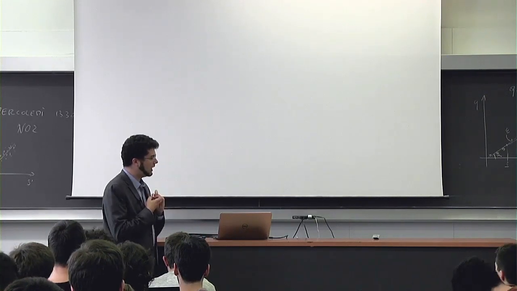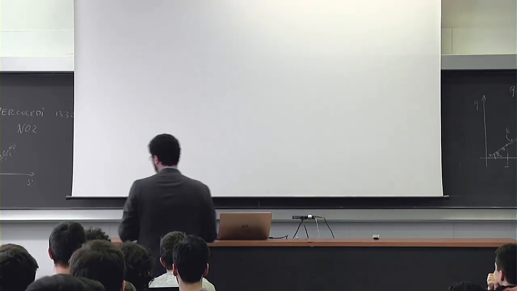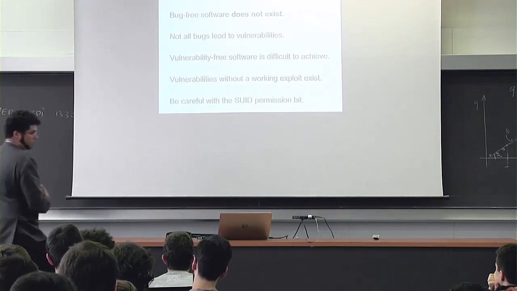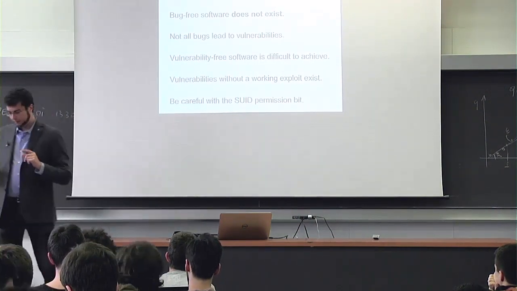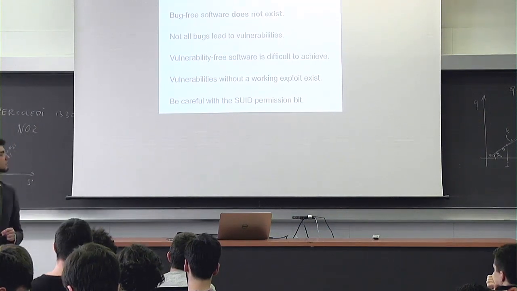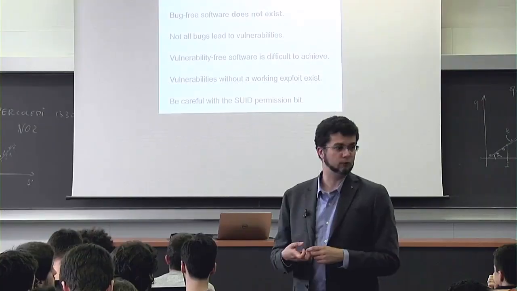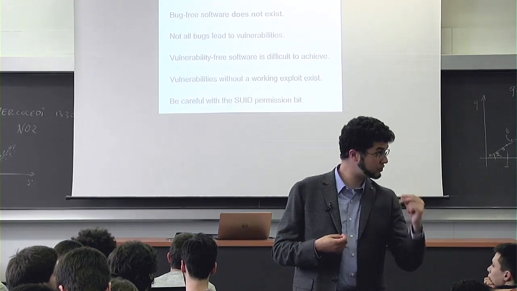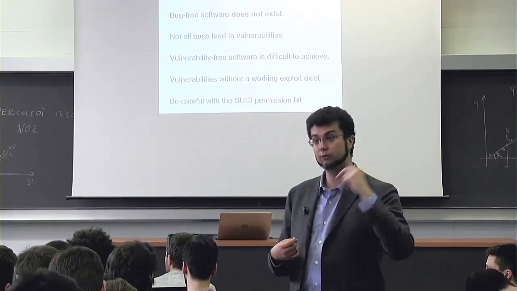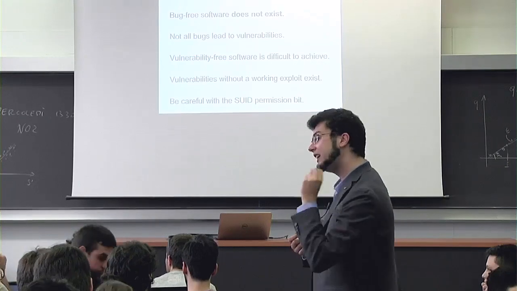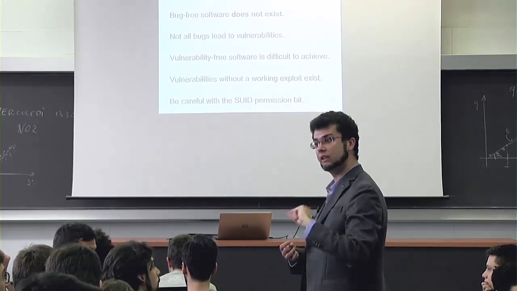Okay, so in conclusion, we have said several different things. We have said we cannot really achieve bug-free software. So, since bugs that affect a security principle are vulnerabilities, we cannot achieve vulnerability-free software. But we already knew that, right? We knew that from the first class. We are not able to create vulnerability-free stuff. We cannot create secure stuff. We can create secure enough stuff.